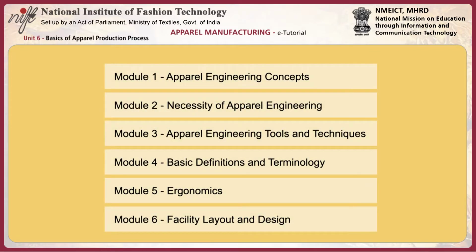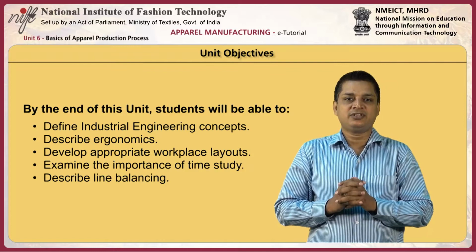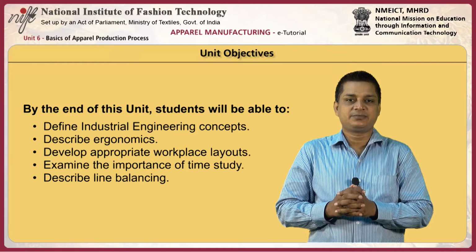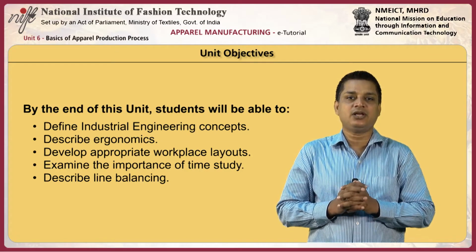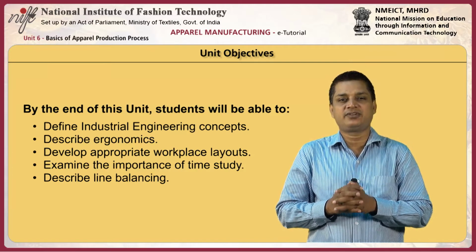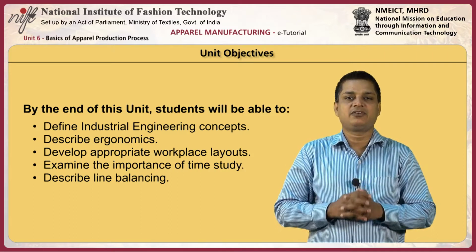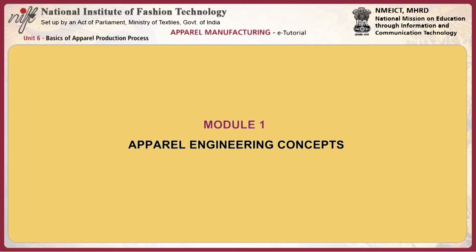This unit comprises 6 modules and a final review section that invites you to reflect on what you have learned. By the end of this unit, students will be able to understand industrial engineering concepts, describe ergonomics, develop appropriate workplace layout, understand the importance of time study, describe line balancing, and understand the importance of operation breakdown. The first module will provide an overview of apparel engineering concepts.